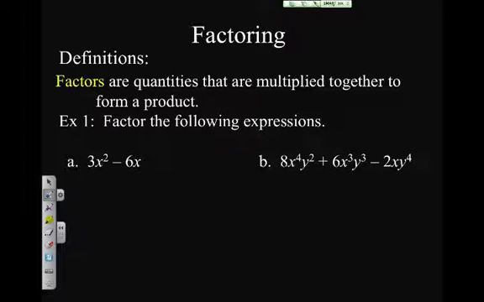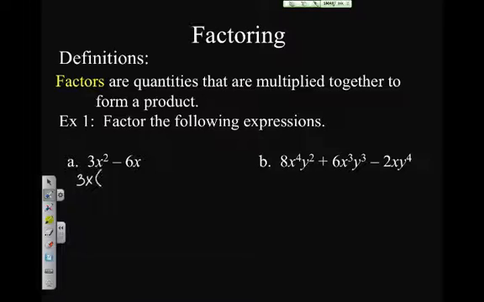So we want to look at this first example. We want to factor the following expressions. As we look at factoring 3x squared minus 6x, the first thing we always check for is a common factor that's in each of them. As we look first at the numbers, 3 and 6, we can see that we can factor out a 3 because 3 is in both of them. When we look at the variables, x squared and x, we can see that they both have an x in them, so we can factor that out as well.